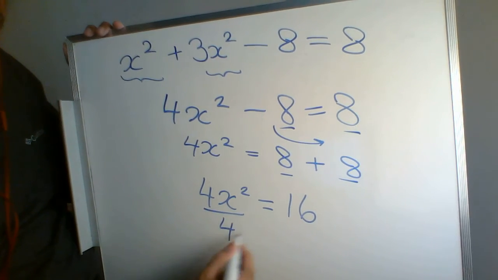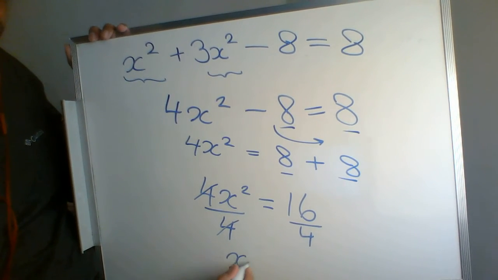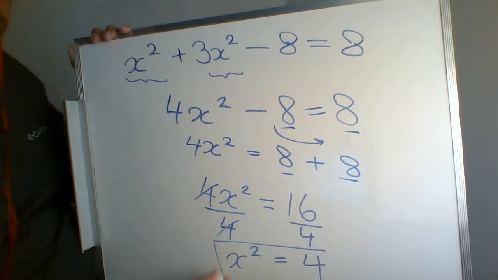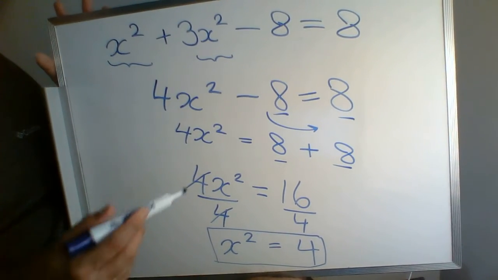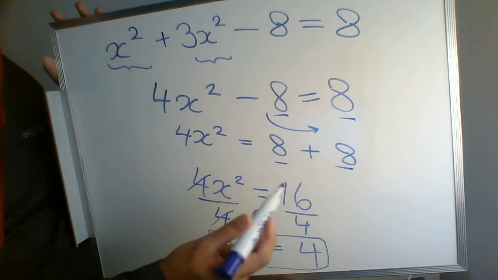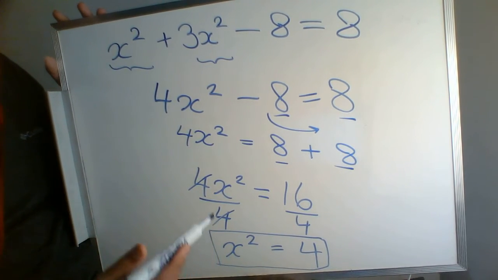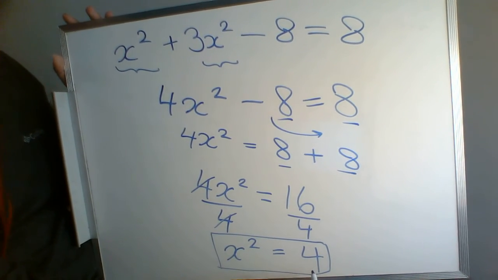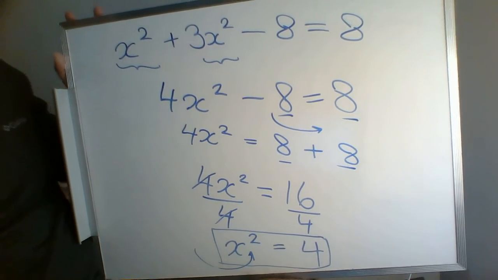But I don't want 4 times x squared, I want just x squared. So let's divide both sides by 4 to get rid of the number. Then this 4 and this 4 will cancel, so we'll be left with x squared is equal to, well, 16 divided by 4 is 4. So now we're very, very close to being done down here. We had 4x squared is equal to 8 plus 8, that's 16. We're dividing both sides by 4 so that we can get rid of all the numbers from the left side. That leaves us with 16 divided by 4 on the right side, which gives us an answer of 4. But we still have that pesky exponent of a 2 over here on the left side.